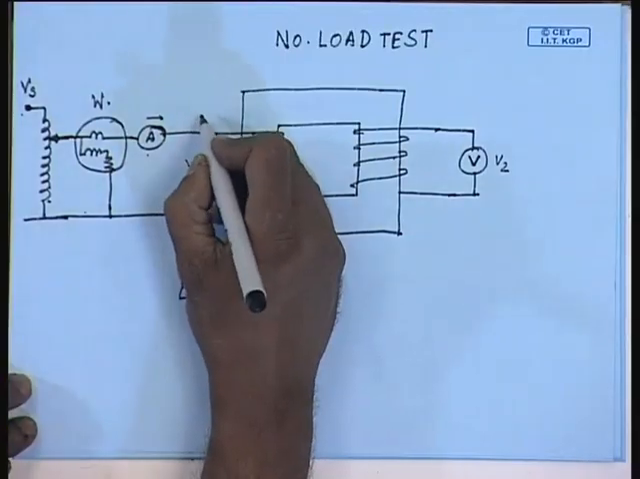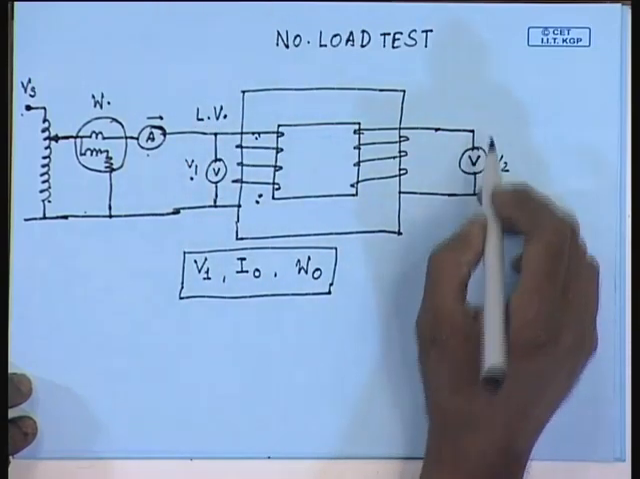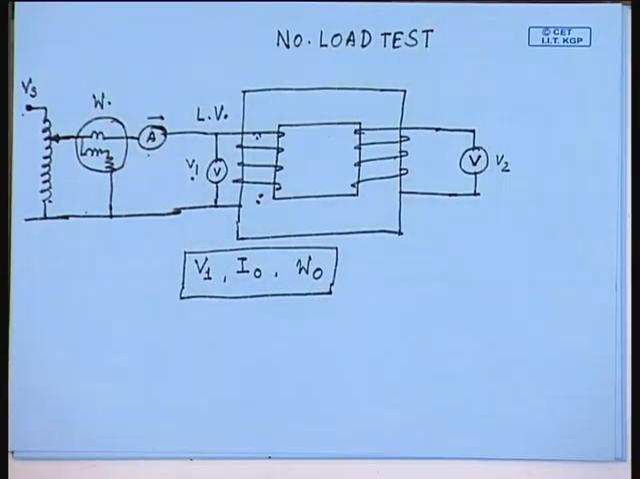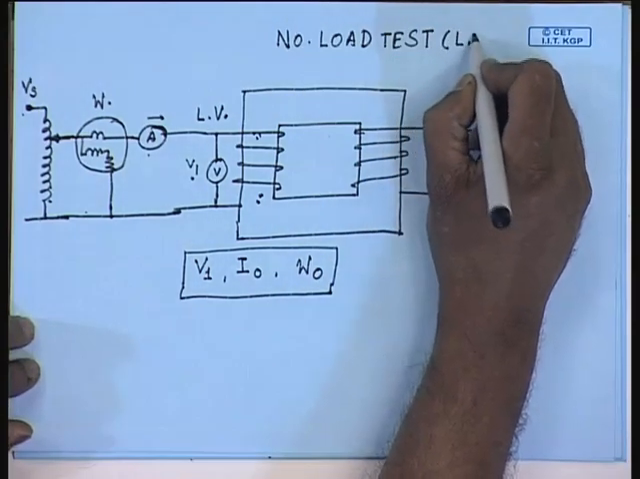So, it is usually preferred to supply the voltage to the low voltage side of the transformer and keep the high voltage side open. Therefore, no load tests are usually performed on the low voltage side.